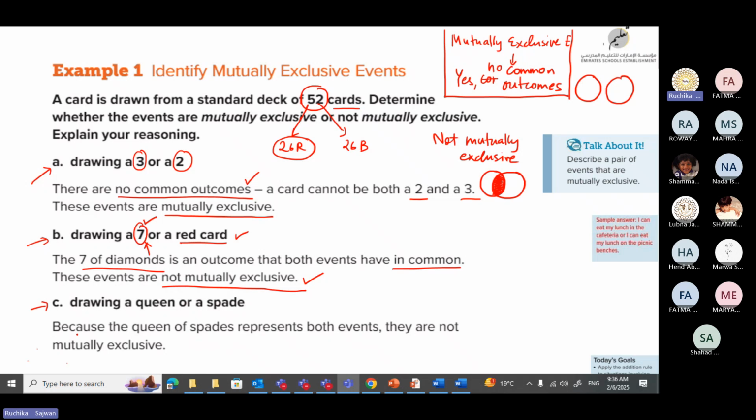Wonderful. If you see, again, this is similar to B part. They are not mutually exclusive because they have something in common. What is the common thing? There will be a queen which will be of spade also. So this is event A, this is event B. They have something common. What common? The card of queen of spades. And if they have something in common like this, like the picture which I made for you, that means they are going to be not mutually exclusive.